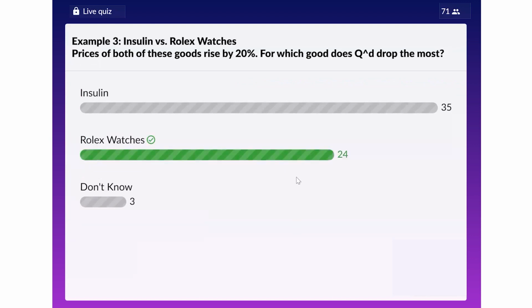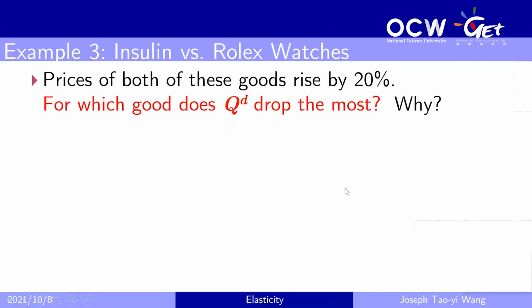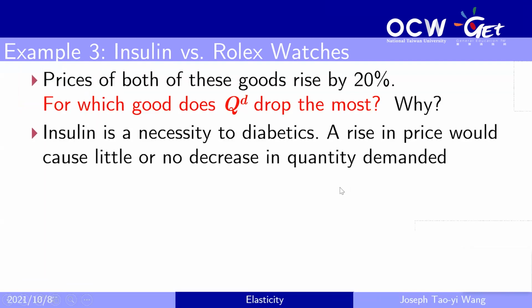And the answer is Rolex watches. So, okay, what is insulin? Well, insulin is a necessity if you have diabetes. I mean, your blood sugar is always too high. You need something to help you. If the price goes up, well, would you say, no, I don't want to take insulin anymore? Well, you can. You would die if you do that.